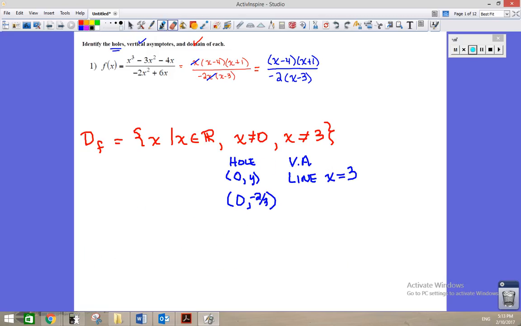They wanted the hole in the graph. We've given them the location of this hole in the graph. They wanted any vertical asymptotes. Well, there was only one hole, and there was only one vertical asymptote, and it's this line x equals 3. And they wanted the domain, and the domain we said was all real numbers, excluding the 0 and excluding the 3. So when you exclude things from the domain, they appear in the graph either as a hole or a vertical asymptote. So hey, we're done with number 1. I hope that helps.